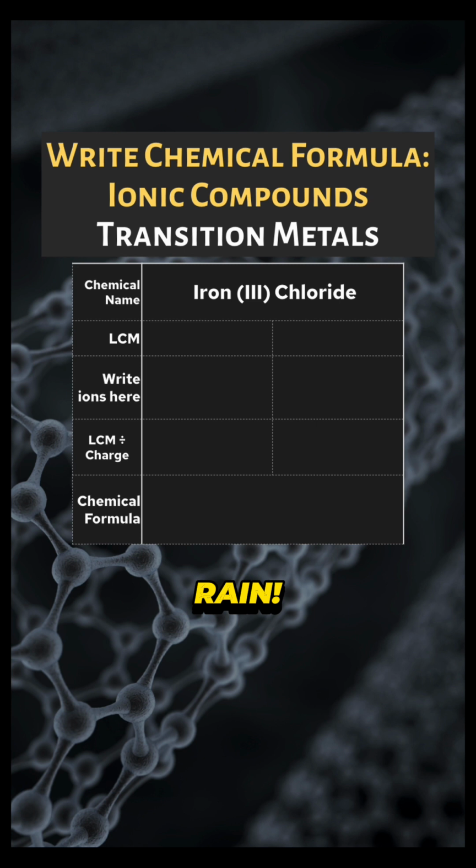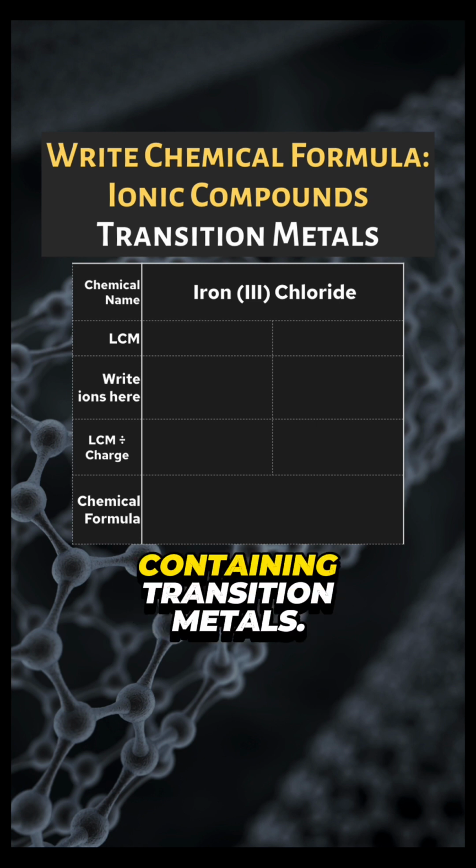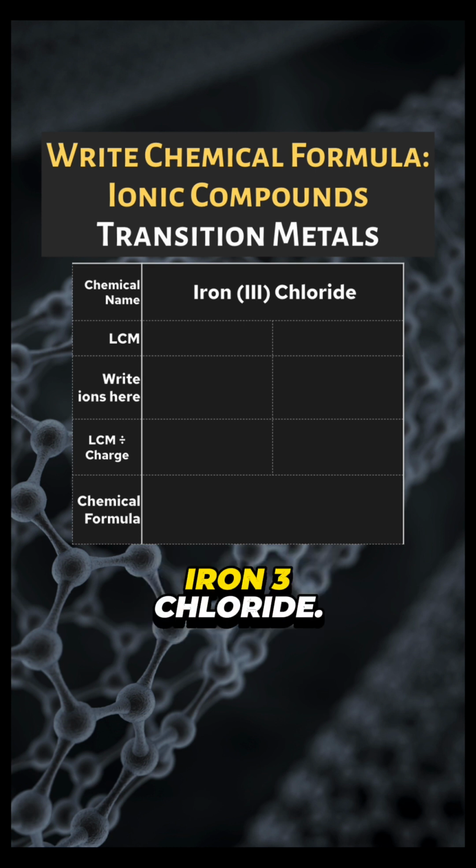And today we're going to look at writing chemical formulas for ionic compounds containing transition metals. Let's begin with this example of iron 3 chloride.